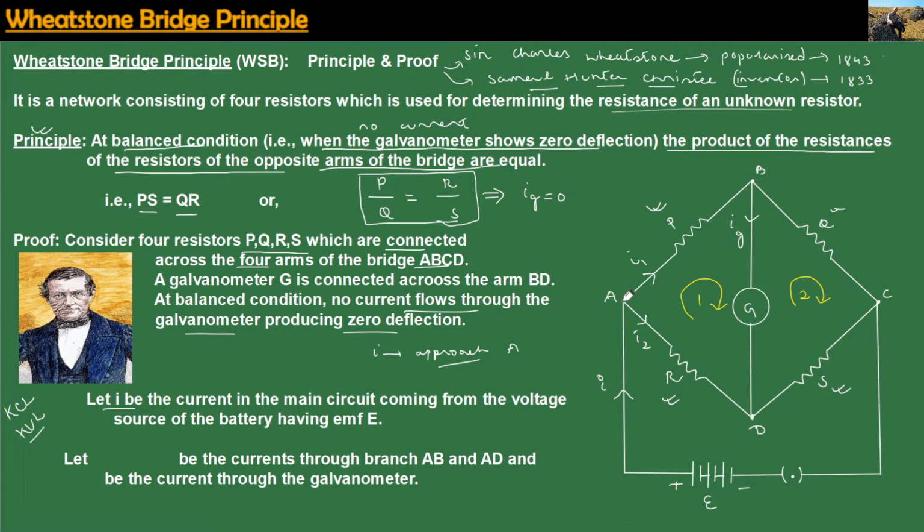Now on the first loop and on the second loop, we will take point A as the junction point. The point A will be taken as the junction point. Then from here, we have initialized that let I1 and I2 be the current across arm AB and arm ED respectively, and the current IG be the current across the galvanometer having resistance G.